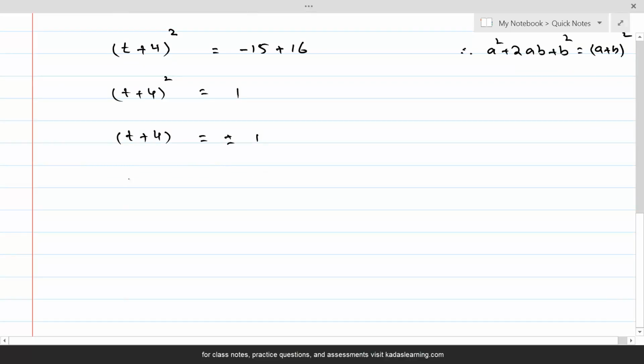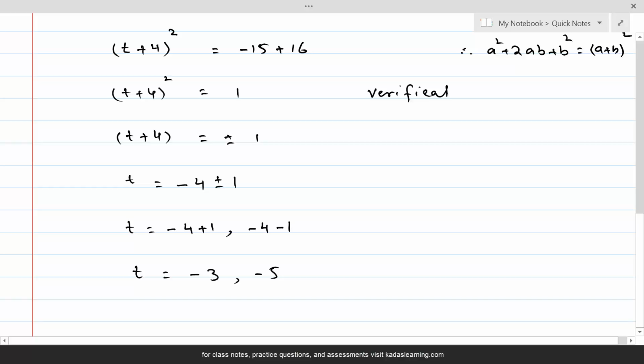This is t equal to minus 4 plus minus 1. So t is, one time, minus 4 plus 1, and one time minus 4 minus 1. Therefore, the two values of t are minus 3 and minus 5. These are the two possible values for t, and we can verify the results as well.